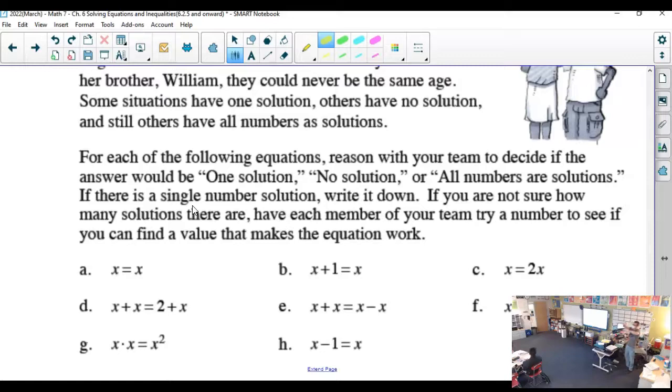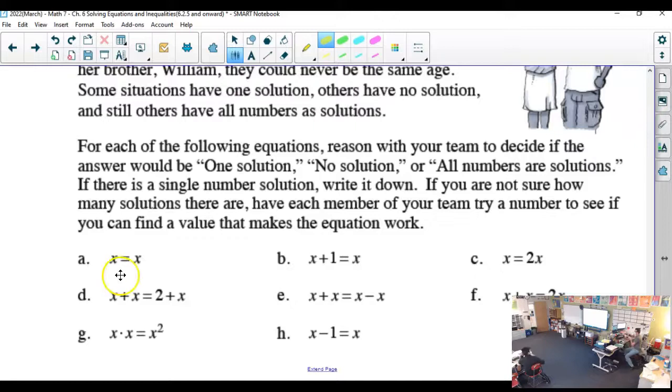But Jamie and Devin are like x equals x. They equal each other's ages. They're always the same age. Hint, hint, nudge, nudge, A is like Jamie and Devin. So when are their ages equal to each other? Always. In a situation like that, we will write infinitely many solutions.